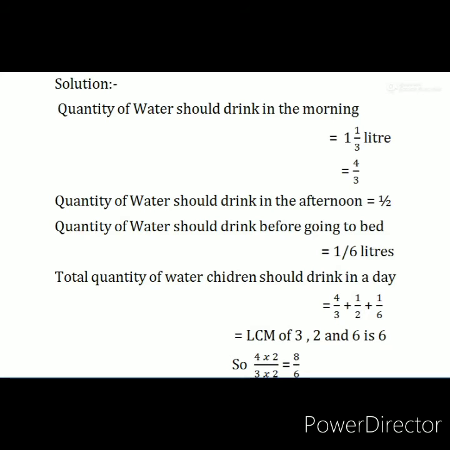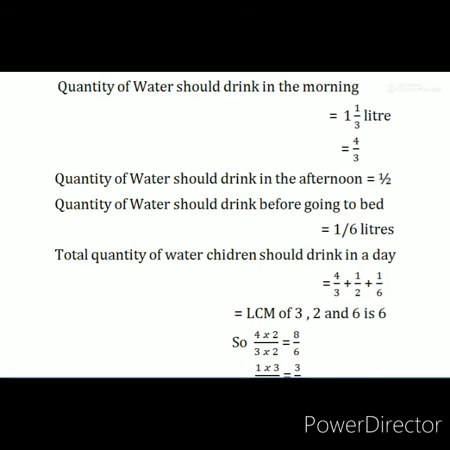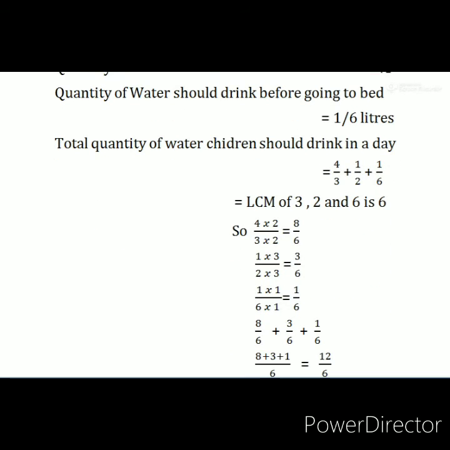Here we have to find the total quantity of water drunk by the children. For the convenience of addition, the total quantity of water drunk by the children in a day is 4 by 3 plus 1 by 2 plus 1 by 6. These three fractions we have to add.